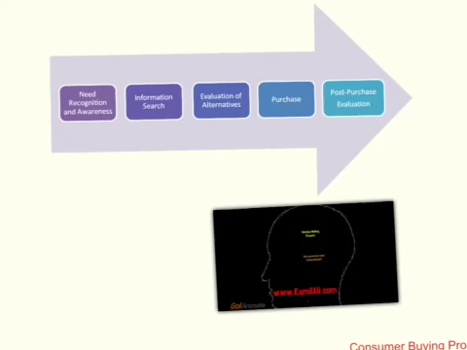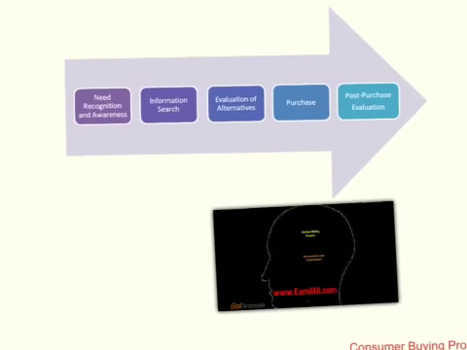Hello students, the topic we're going to learn today is about the consumer buying process. The buying decision process of a customer has 5 steps. The first one is need recognition and awareness. The second one is information search. The third one is evaluation of alternatives. The fourth one is purchase, and the last one is post-purchase evaluation.